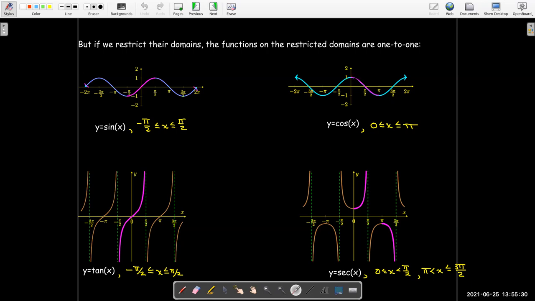For cosine, we have to choose 0 to pi, for example, to get a one-to-one function. Tangent, we only take one of the branches, the principal branch between negative pi over 2 and pi over 2. For secant, you actually have some choices. So I'm going to follow the textbook. The textbook chooses to restrict it to this half of the branch between 0 and pi over 2. And this other half, so we're going to skip this part in the middle, and then the other half between pi and 3 pi over 2.